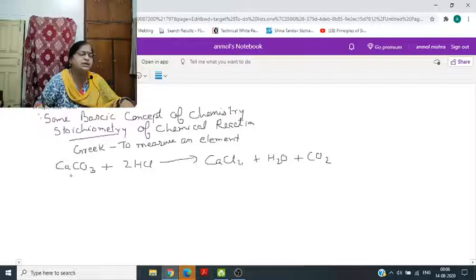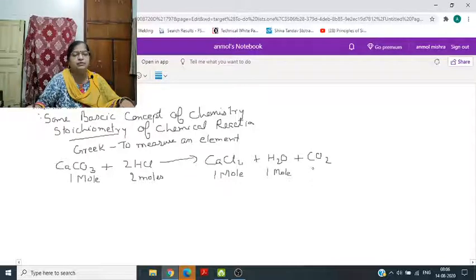Now we can see here that 1 mole of calcium carbonate combines with 2 moles of hydrochloric acid to give 1 mole of calcium chloride, 1 mole of water and 1 mole of carbon dioxide.